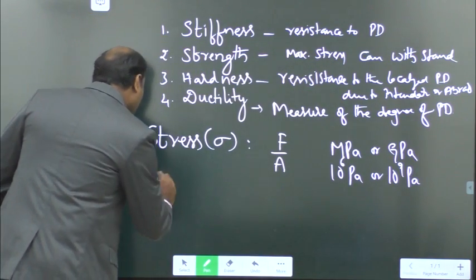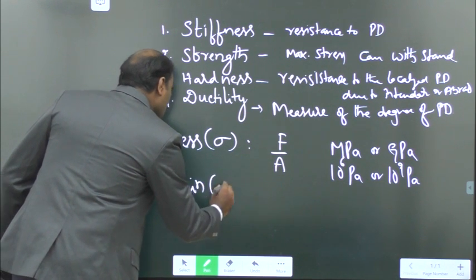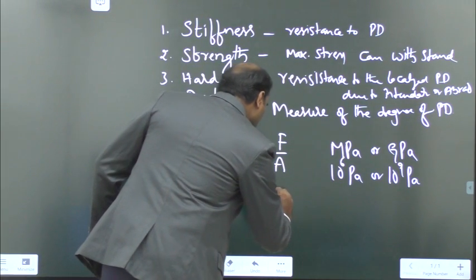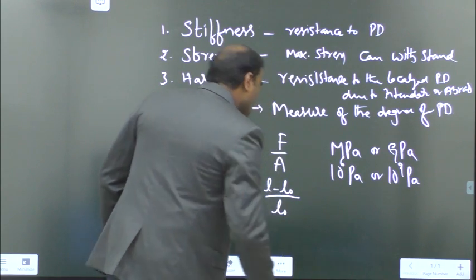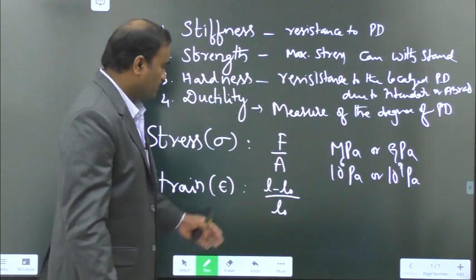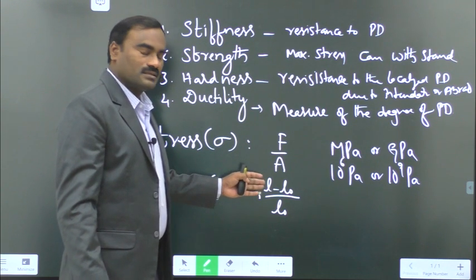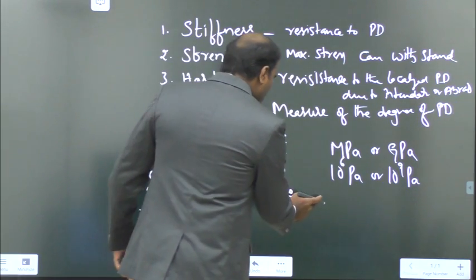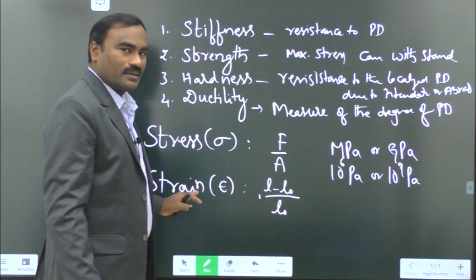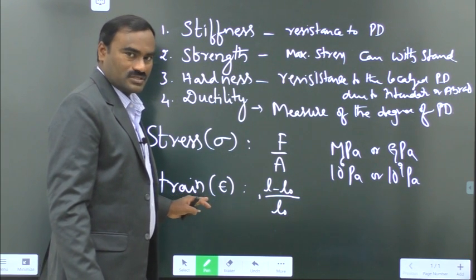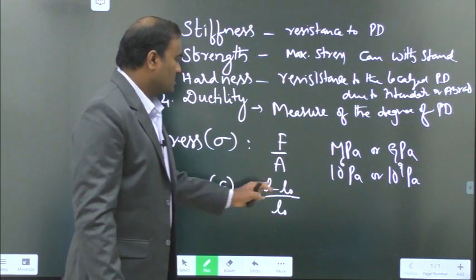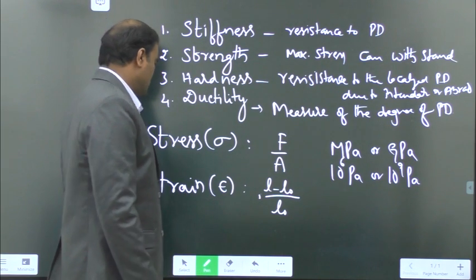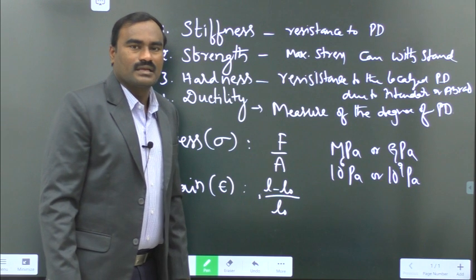Then we have seen about strain. It is represented by epsilon. It is nothing but the change in the length divided by the original length. Because in the numerator we have length and in the denominator we also have length, it is a dimensionless quantity. It has no dimensions. So strain is the change in the length divided by the original length of the material or solid. This is what we learned in yesterday's class.